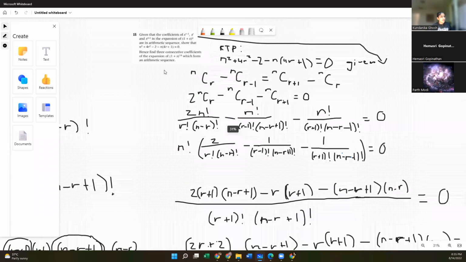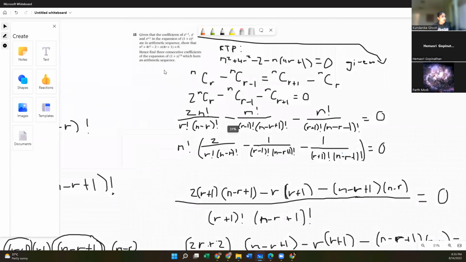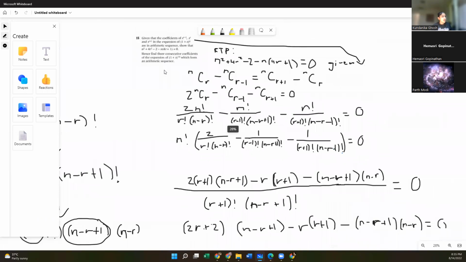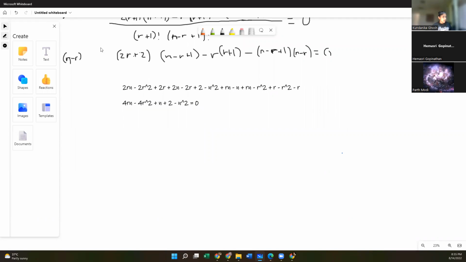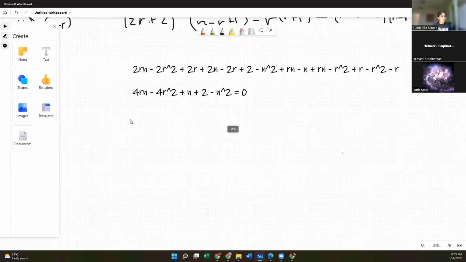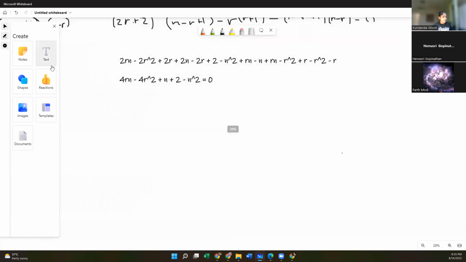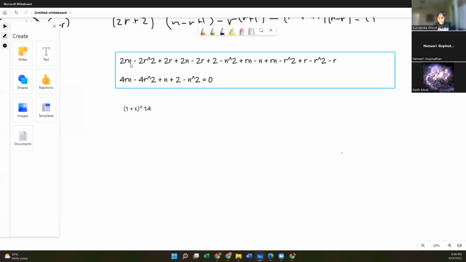Yeah. Hence, find 3 consecutive coefficients of the expansion of 1 plus x to the 14, which form an arithmetic sequence. So now, your n in this case is 14, right? Because you have 1 plus x to the 14, I think is what they said. Okay, so you have 1 plus x to the power of 14. In this case, your n is 14. So we're just gonna substitute in 14 for all of this.